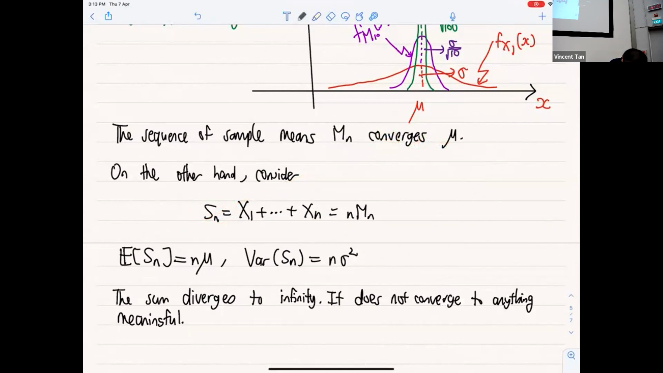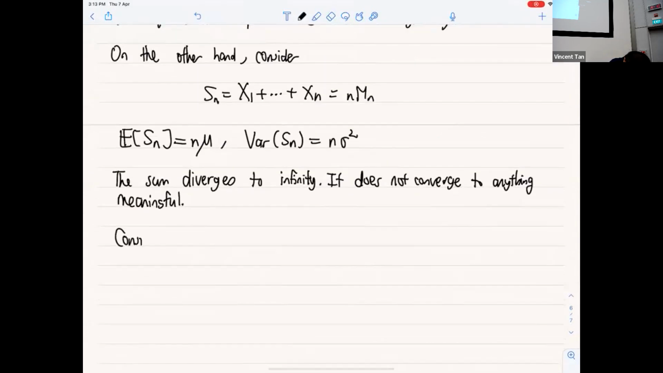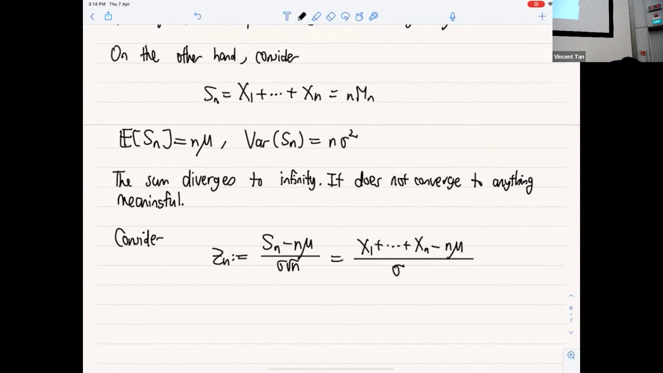So what will be interesting is the following. Consider instead Zn. That's why in the central limit theorem, this is called the z-score, if you wish, or z normalization. There's something like this in Python. So we have the sum minus n times the mean, divided by sigma square root n. This is x1 plus dot dot dot plus xn, minus n times the mean, divided by sigma square root n.